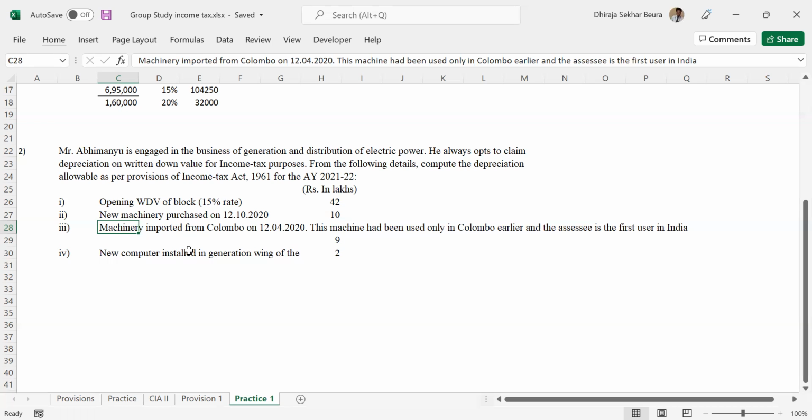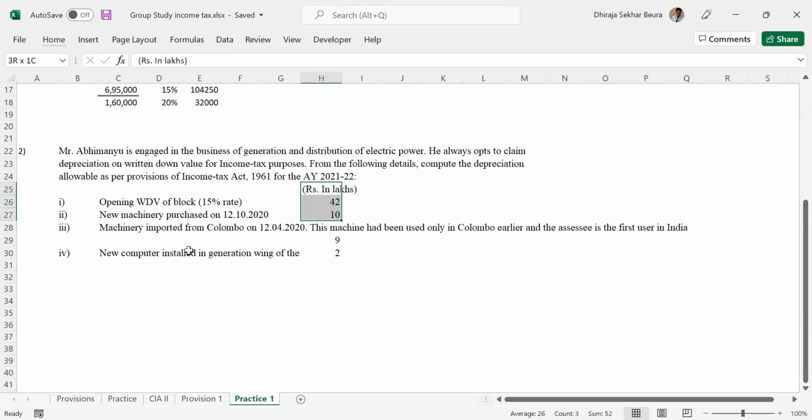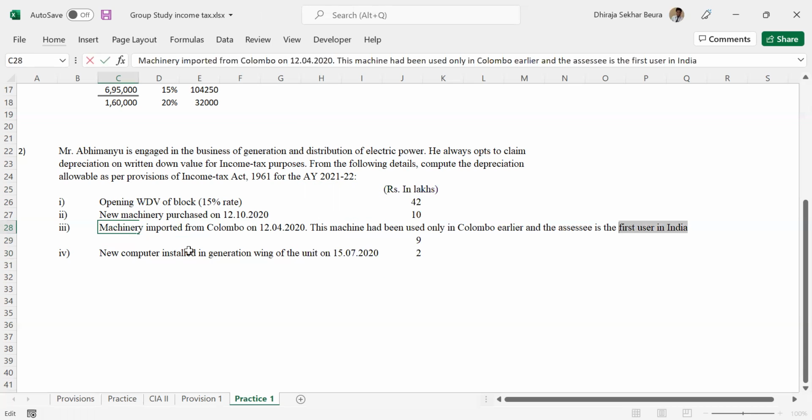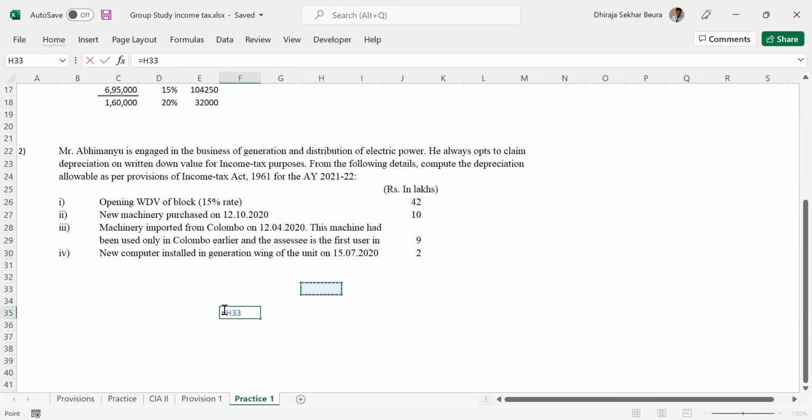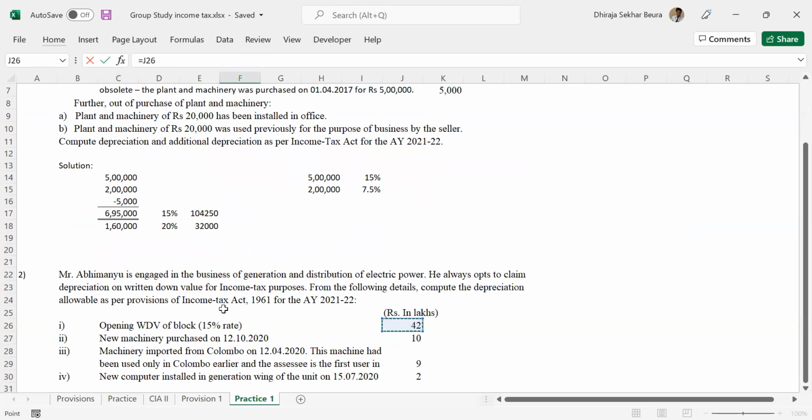New computer installed in the generation wing on 15/7/2020. Now, can you please calculate the depreciation and tell me what is the normal depreciation and what is the additional depreciation, if any? Is it 6.5 normal depreciation? I haven't actually calculated. Give me 1 second.